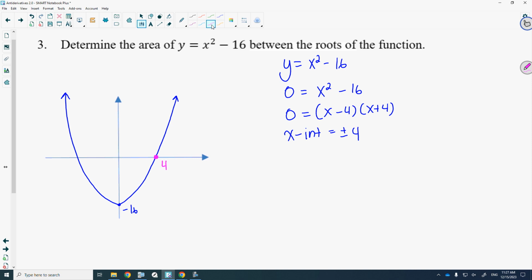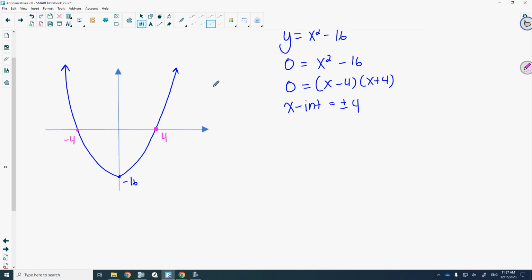So this is 4, and this is -4. Okay. Now, determine the area. Remember, the area that you're calculating is between the curve and the x-axis. So you'd have to illustrate this on your exam, and then you highlight the area. The area that we're finding between the roots of the equation would be this area here.